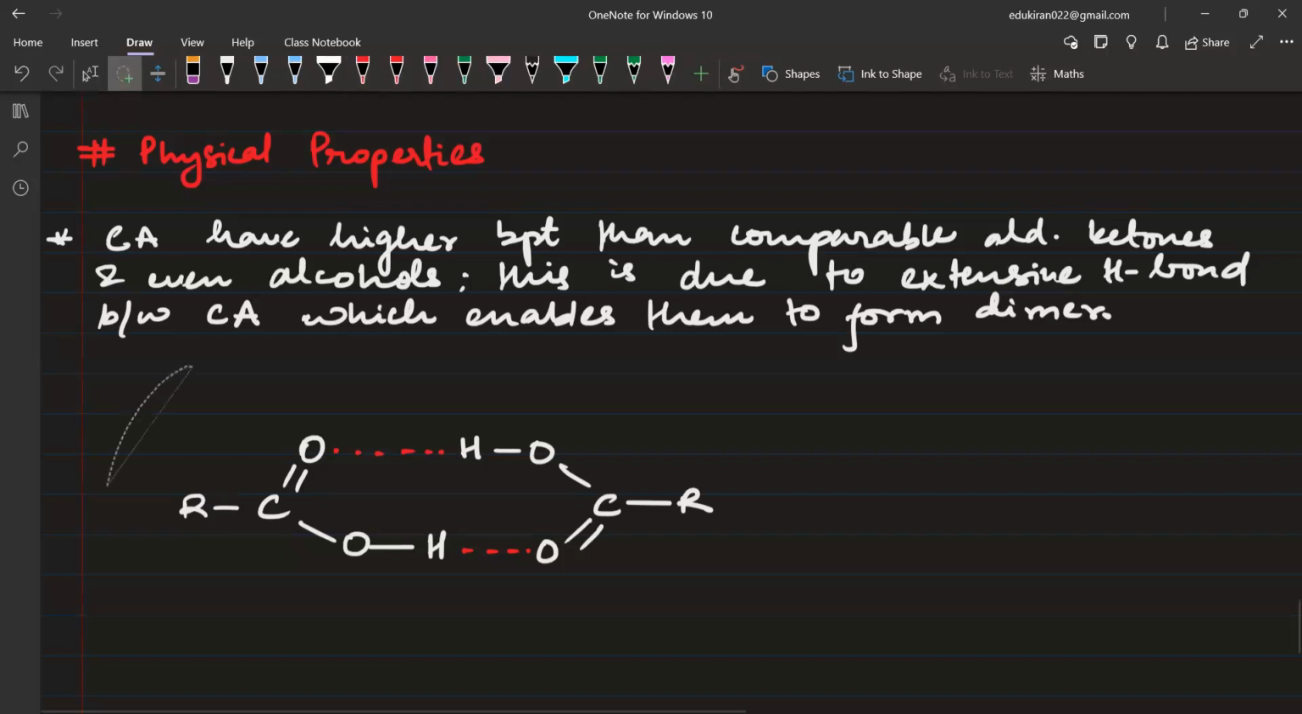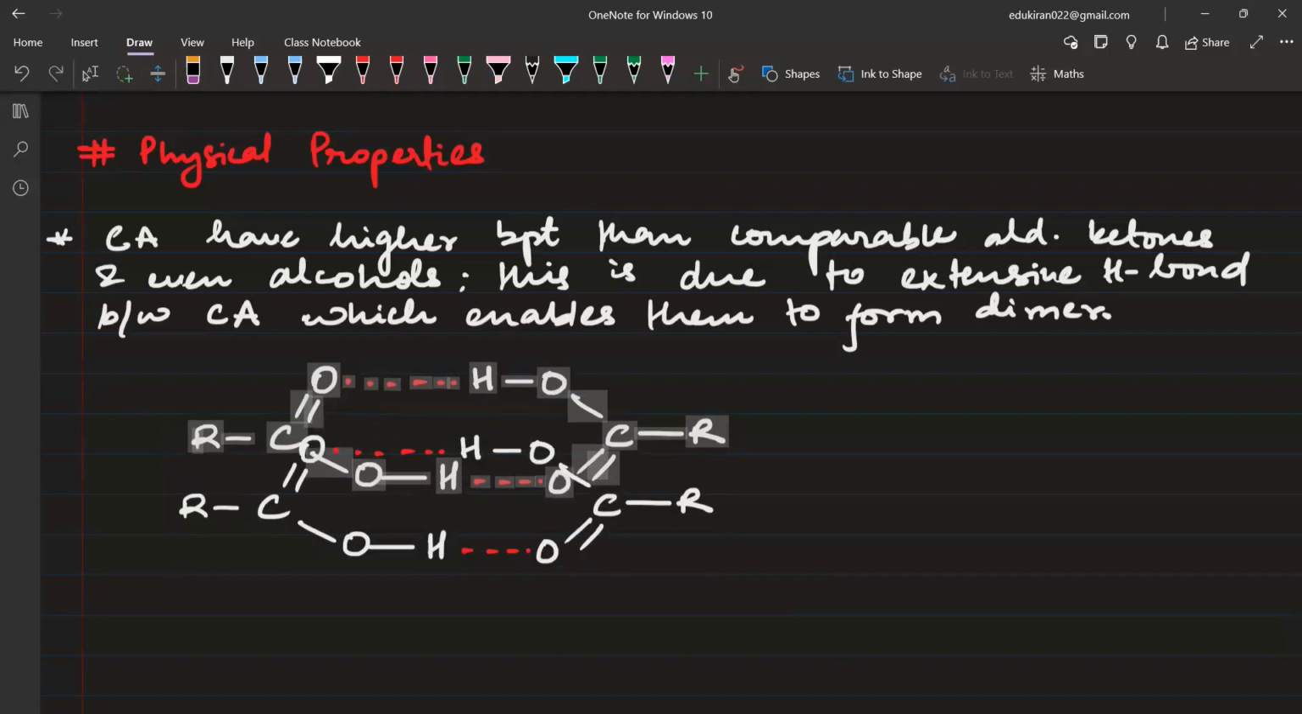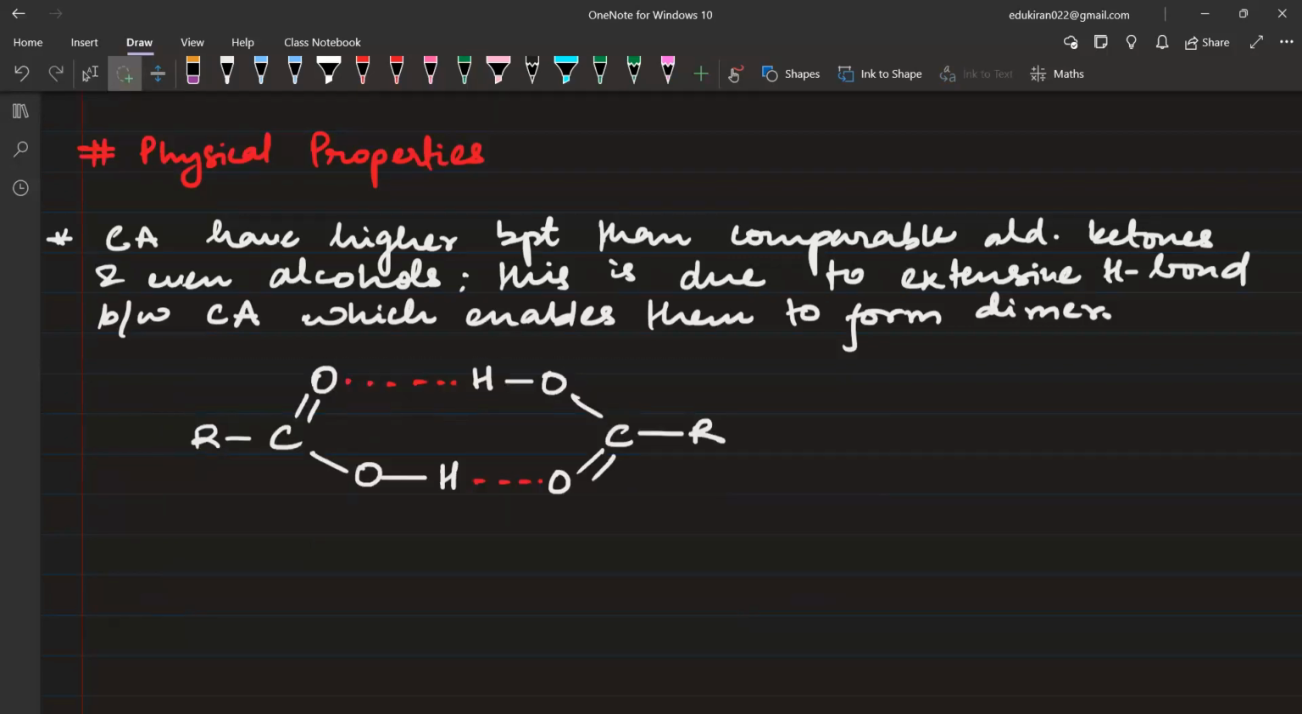Okay, that is why carboxylic acids have boiling point higher than the alcohols also. Alcohol में वहां पे सिर्फ और सिर्फ एक ऑक्सीजन एटम होता है, that is responsible for the hydrogen bonding. Here we have two oxygen atoms. ठीक है, and that is why hydrogen bonding is stronger here, and it is so strong that it forms a dimer.